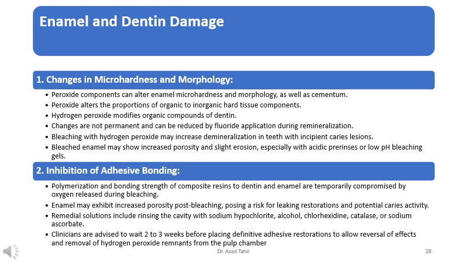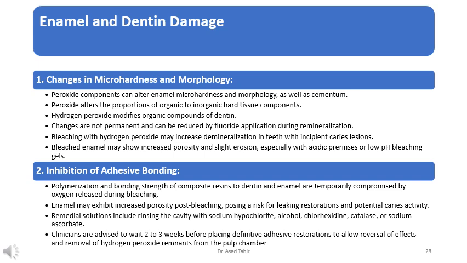Enamel and dentin damage. 1. Changes in microhardness and morphology. Peroxide components can alter enamel microhardness and morphology, as well as cementum. Peroxide alters the proportions of organic to inorganic hard tissue components. Hydrogen peroxide modifies organic compounds of dentin.